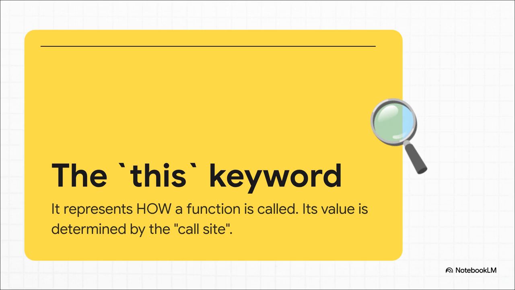So if a function is part of an object, this will point to that object. If it's just called on its own, this can point somewhere else entirely. Where it's called from determines everything.